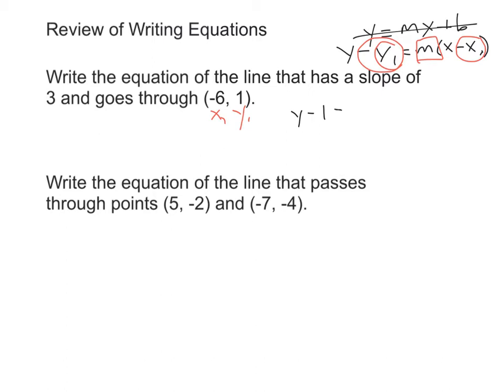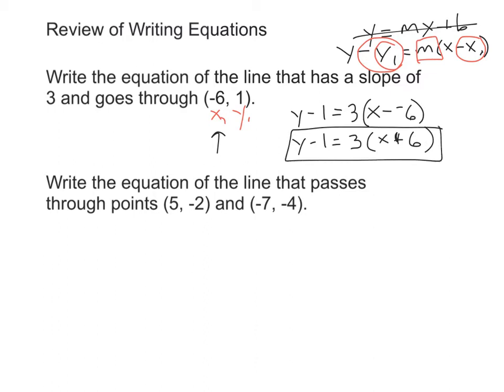All right, then we're going to write equals, and m up here is my slope, so I'm going to write 3, and then x minus our x1 value. Our x1 value right here is -6, so we write -6 there. And again, notice that x minus negative 6 will be plus. So we could rewrite this as y - 1 = 3x + 6. Okay, and that is our equation for that line.